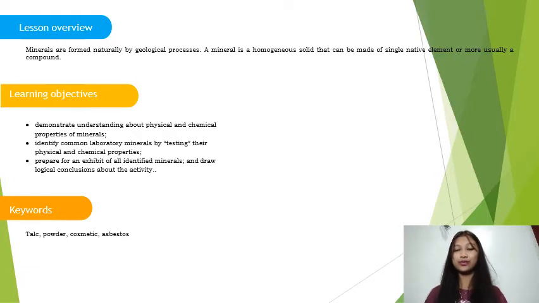Learning objectives. You will be able to demonstrate understanding about the physical and chemical properties of a mineral, identify common laboratory minerals by testing their physical and chemical properties, prepare for an exhibit of all identification of minerals, and draw logical conclusions about the activity. You will notice some words that are familiar and unfamiliar to you, like these keywords: talc, powder, and cosmetics.